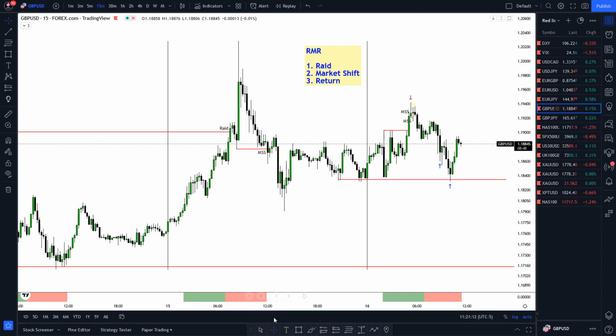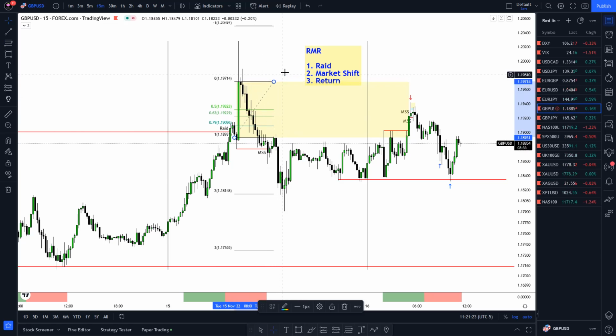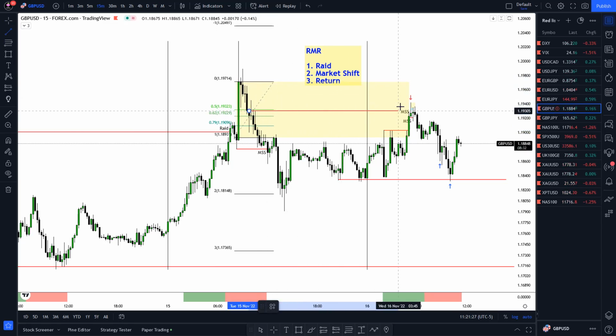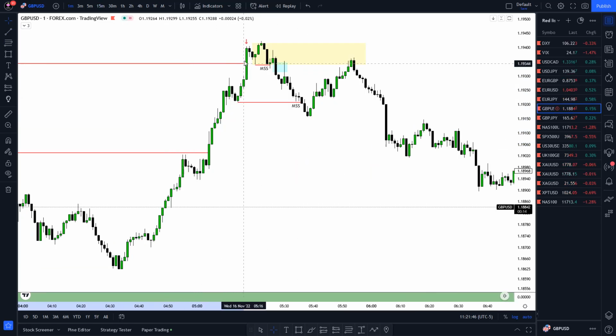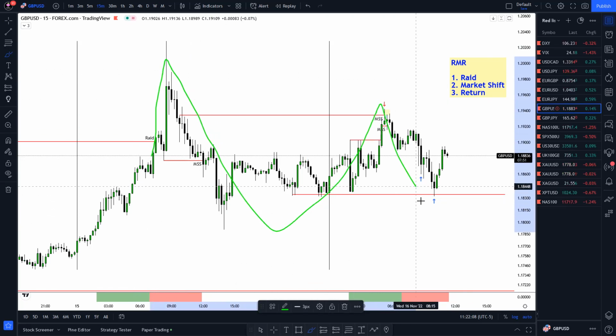But I didn't use a gap in this case. Instead, I used an order block once again. So I used the body and I looked for the equilibrium of the order block, which is just a fancy word of saying the middle point, and that middle point is right over here. So if I drag that equilibrium of the order block to the right, this is where I set my limit order. So you can see that this is quite an interesting case of a higher time frame RMR.